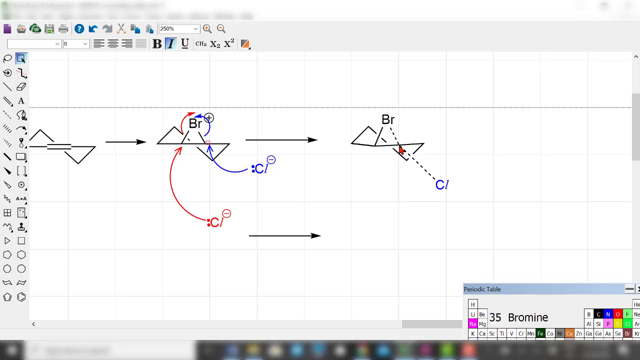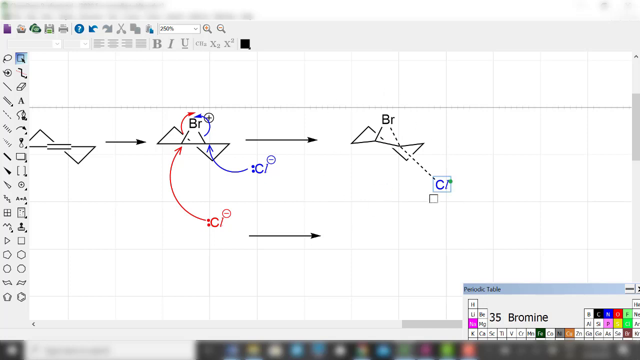So I'm going to push this down a little bit as well. Sorry, not that one. I should actually push up a little bit, rather than push down, because it's actually going to rehybridize into the sp3 hybrid orbital. So it looks something like this.